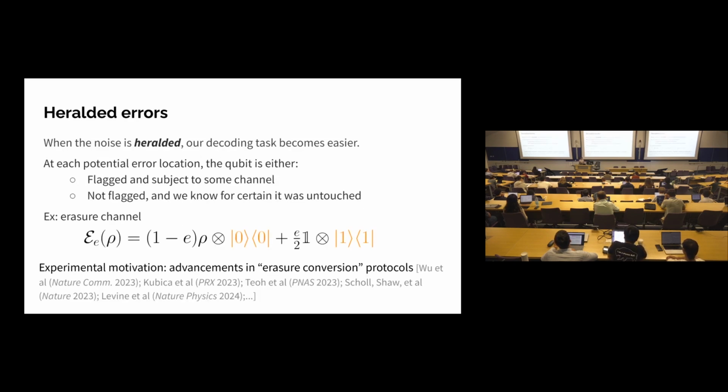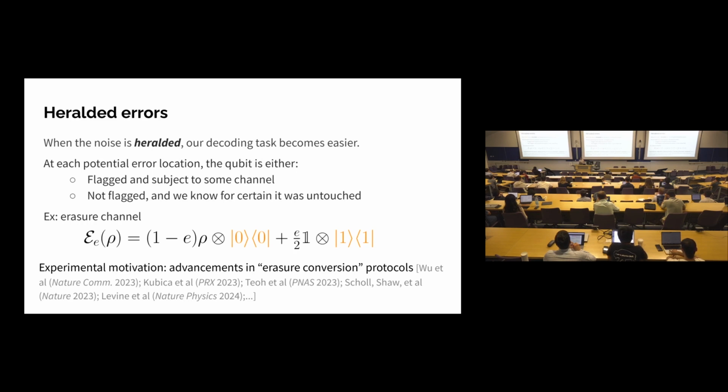A case where you can do this exactly is when the noise is heralded. So I showed you before that standard bit flip, phase flip error channel, but the problem there is you don't know where the errors are happening. You just assume every location is subject to the same channel.